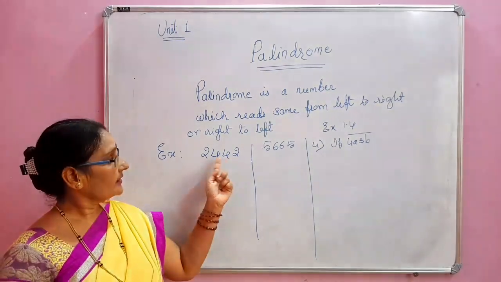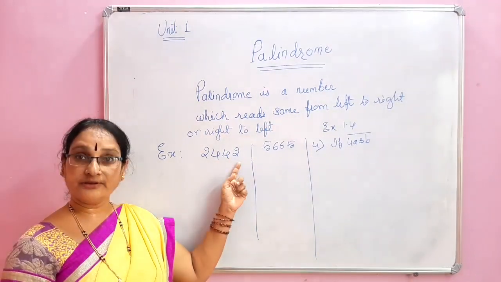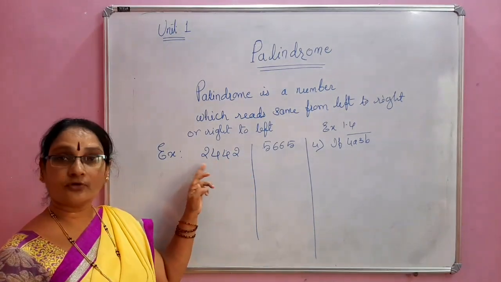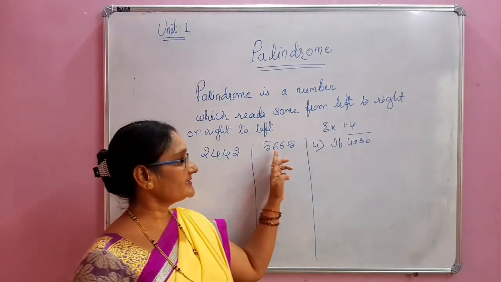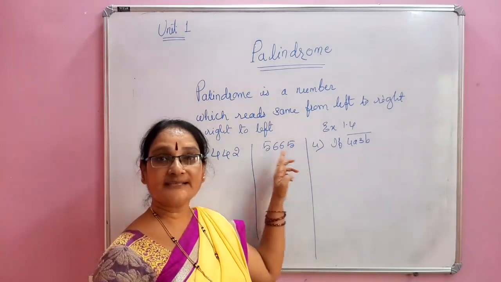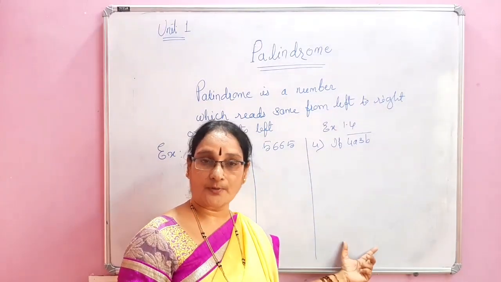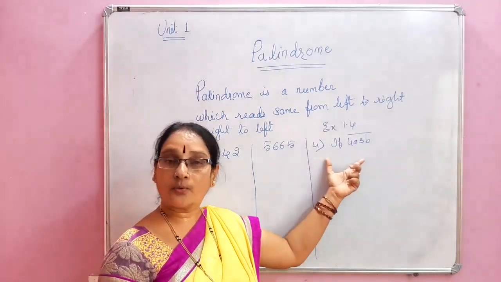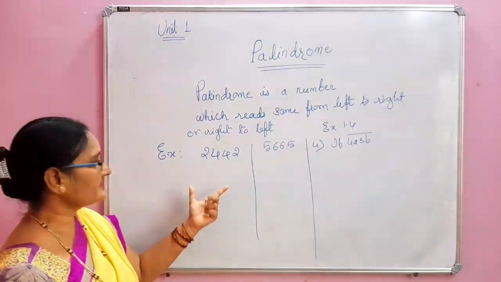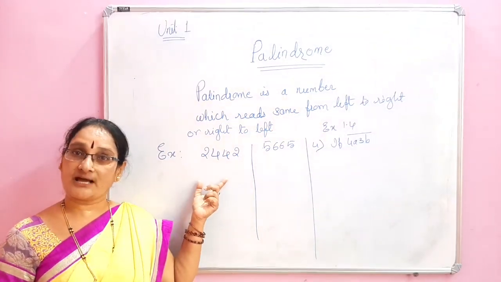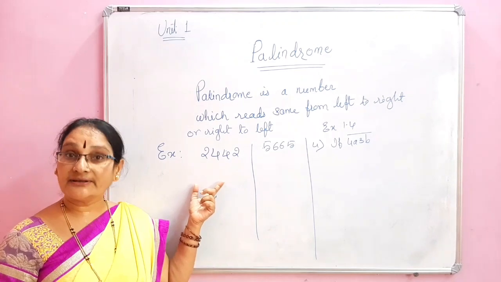See here, 2 4 4 2. When we read from right to left, it is 2 4 4 2. In the same way, 5 6 6 5, 5 6 6 5. Next we will solve such kinds of problems. This is in exercise 1.4, we will see later. See here, children, we test whether 4-digit palindromes are divisible by 11 or not.